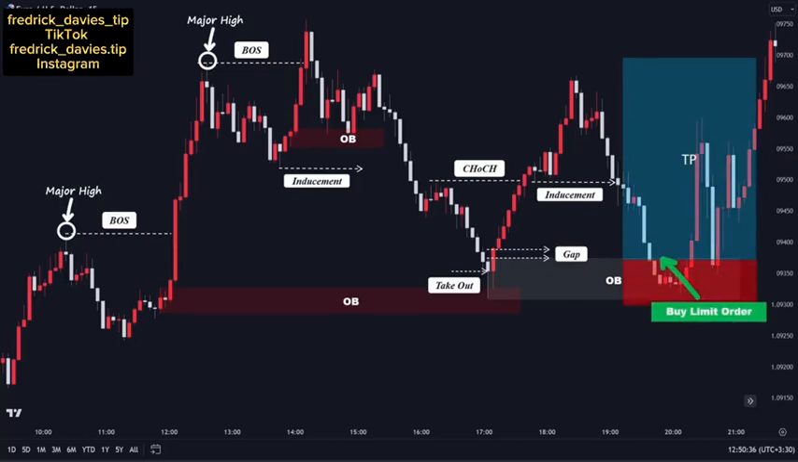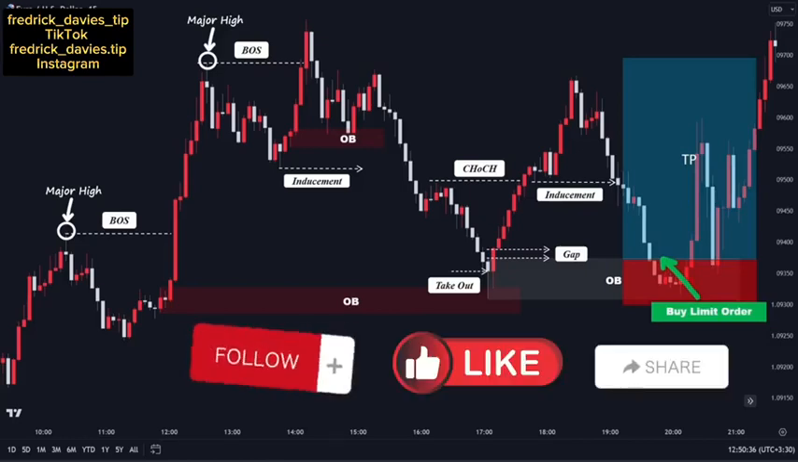But before we continue, it's important to note a crucial step in your trading journey: backtesting your strategies.